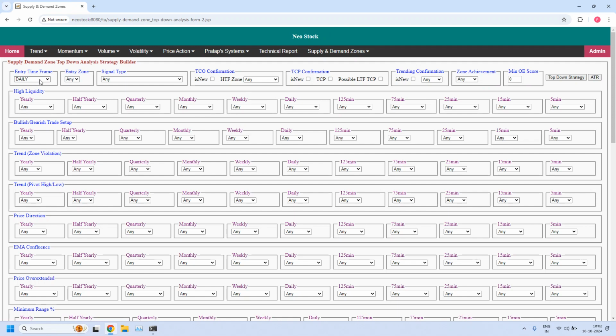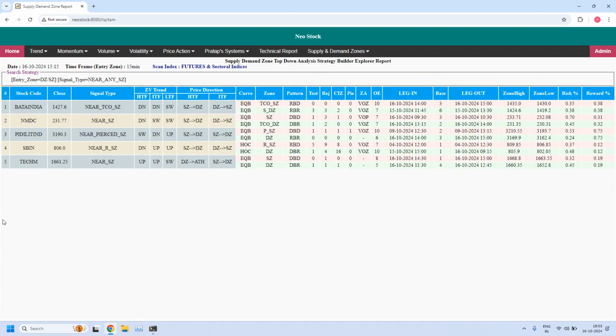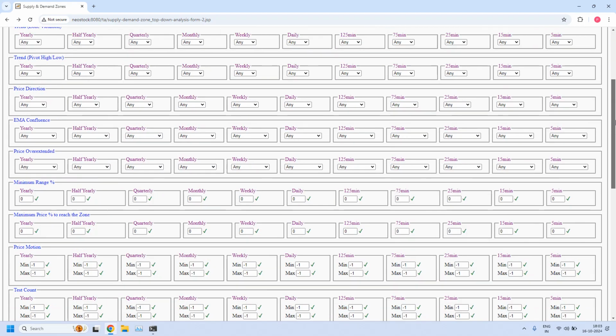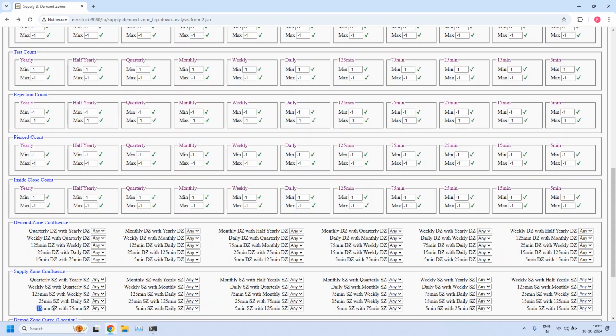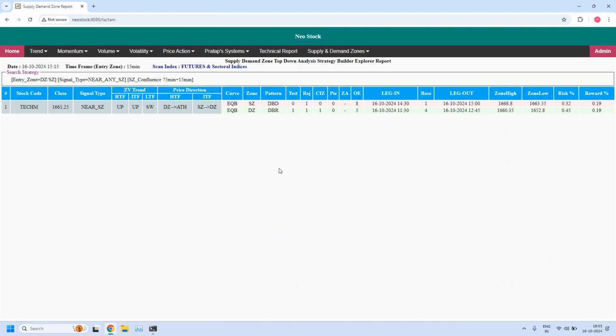Okay, next for 15 minutes time frame, let us find the stocks near 15 minutes supply zone. 5 stocks are filtered. So let's verify how many of these stocks have ITF confluence, supply zone confluence. In the supply zone confluence, I am enabling the filter 15 minute supply zone with 75 minute supply zone confluence. So only Tech Mahindra is having supply zone confluence. That means this 15 minute supply zone is part of 75 minute supply zone.